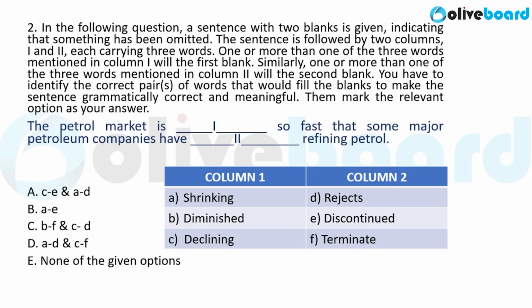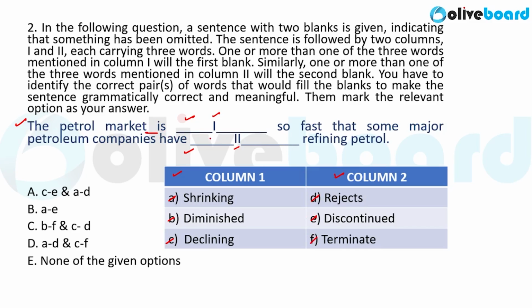Now moving on to the second question. In the second question, you are given a sentence with two blanks marked as 1 and 2, and for each of these blanks you are given options in column 1 and column 2. So if you wish to fill in the first blank marked as 1, you need to select options from column 1, that is A, B and C. And if you wish to fill in the second blank, then you must select options from column 2, that is D, E and F.